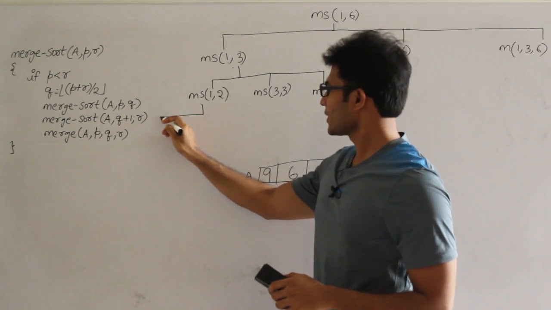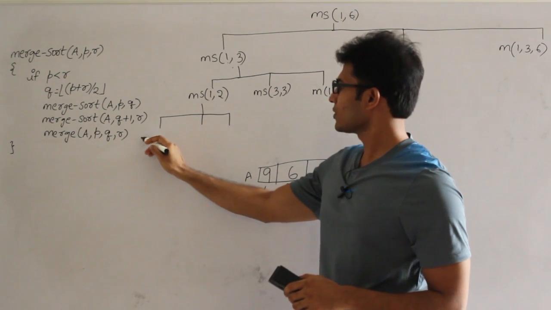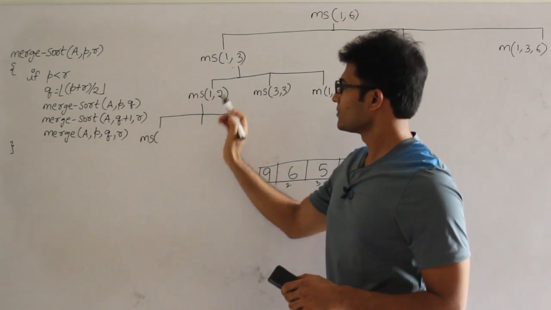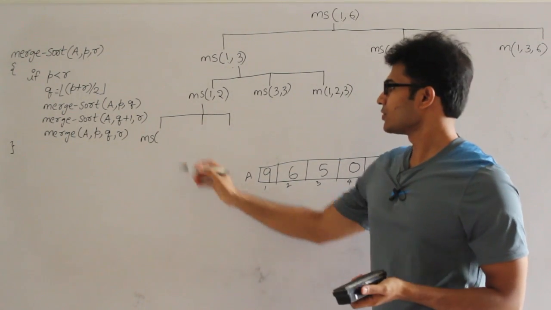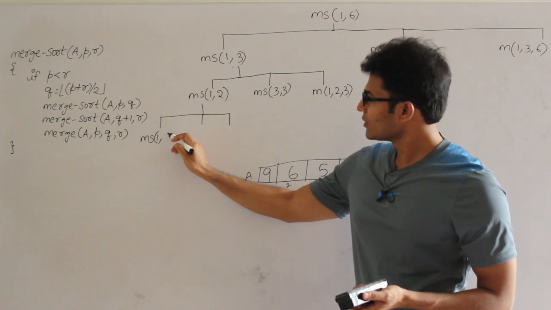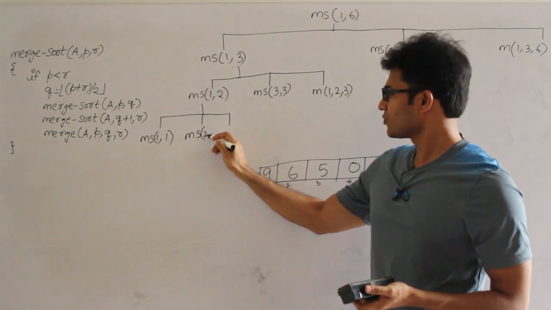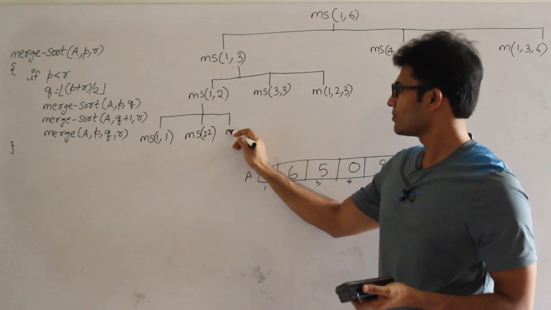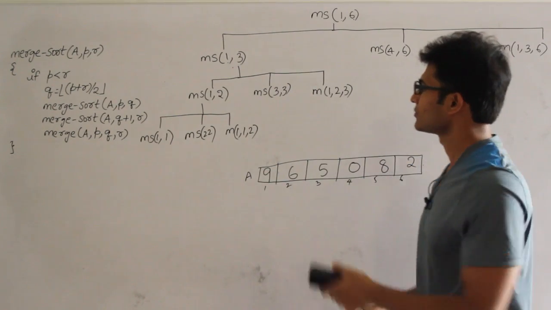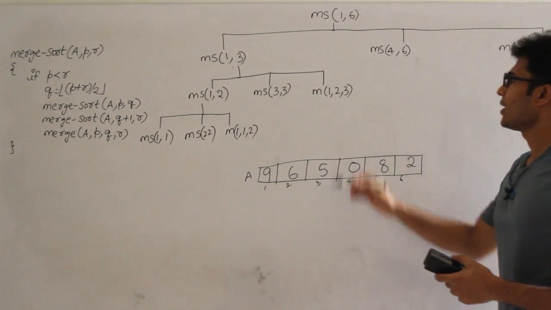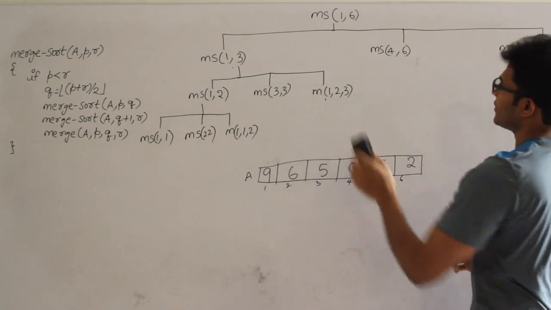Then what about this? Again, find the midpoint, right? So how can I find the midpoint? What is the midpoint of 1 and 2? 1 plus 2 by 2, which is nothing but 3 by 2, which is 1, right? So merge sort of 1 comma 1, and then merge sort of 2 comma 2, and then you have to merge the list from 1 to 1 with 2 to 2. That is why I am calling this. And what about this one? This merge is fine. Merge is not going to call anything.